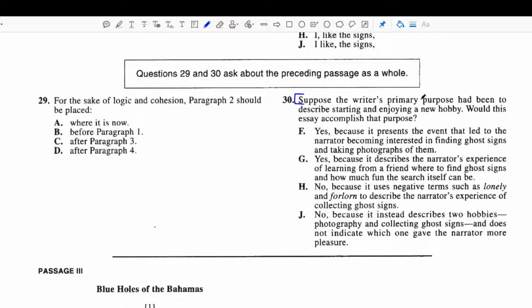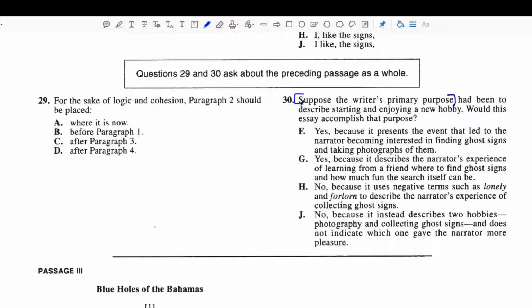Okay, so suppose that the writer's primary purpose. All right, there's a lot packed in there. First, let's start with this word suppose. This means we need to think critically. So we want to put on our critical thinking hats. And then it says primary purpose. So now we know what the scope is. It's going to be the whole passage, not just a particular paragraph. Now, armed with this, let's go into the particulars of this question.